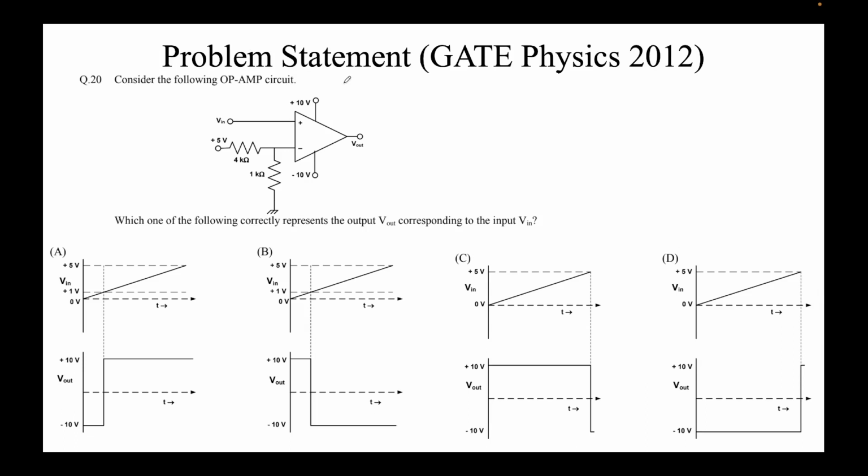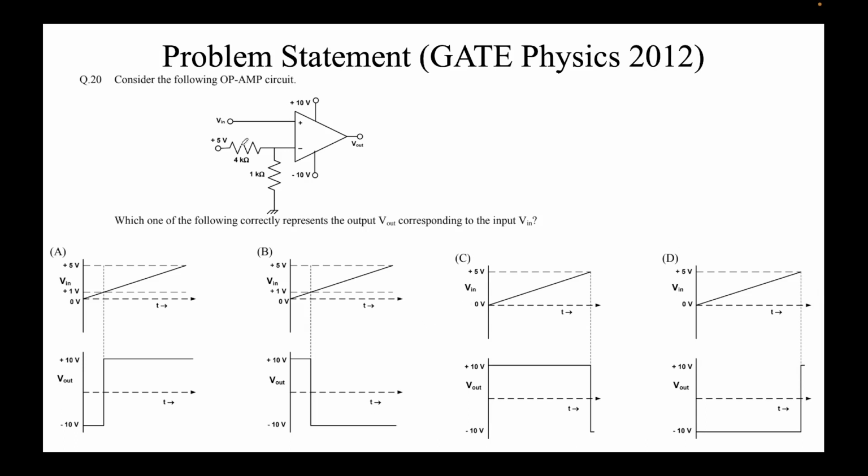The problem from GATE Physics 2012 reads as follows. Consider the following op-amp circuit, and we have been shown a circuit, and the problem asks which one of the following correctly represents the output V out corresponding to the input V in. We are given four options in which the input voltage rises from 0 volts to plus 5 volts, and we are required to find the output, what is the correct output waveform corresponding to the given input waveform.